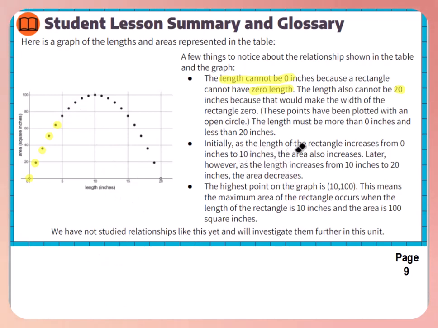Now, initially, as the length of the rectangle increases from 0 to 10 inches, the area also increases. Later, however, we go to the highest point on the graph, 10, 100. It starts decreasing.